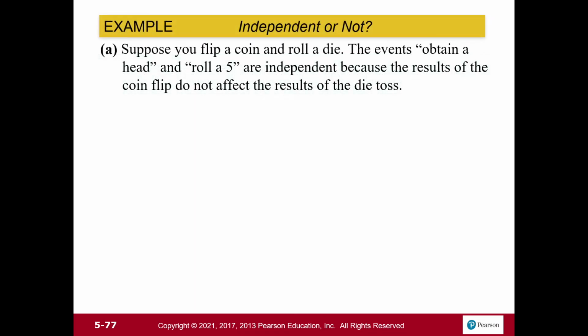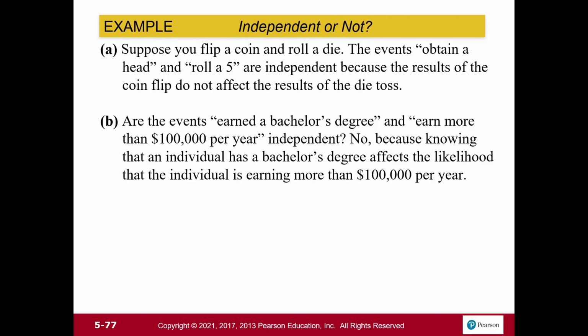Suppose you flip a coin and roll a die. The events obtain a head and roll a 5 are independent because the results of the coin flip do not affect the results of the die toss. Are the events earned a bachelor's degree and earn more than $100,000 per year independent? No, because knowing that an individual has a bachelor's degree affects the likelihood that the individual is earning more than $100,000 per year.